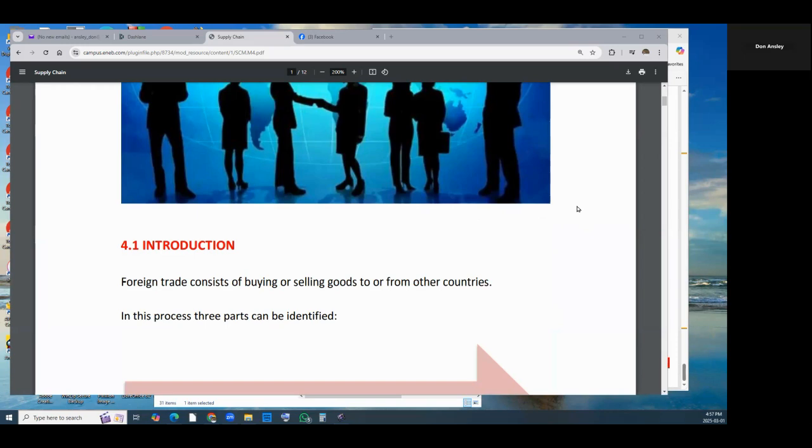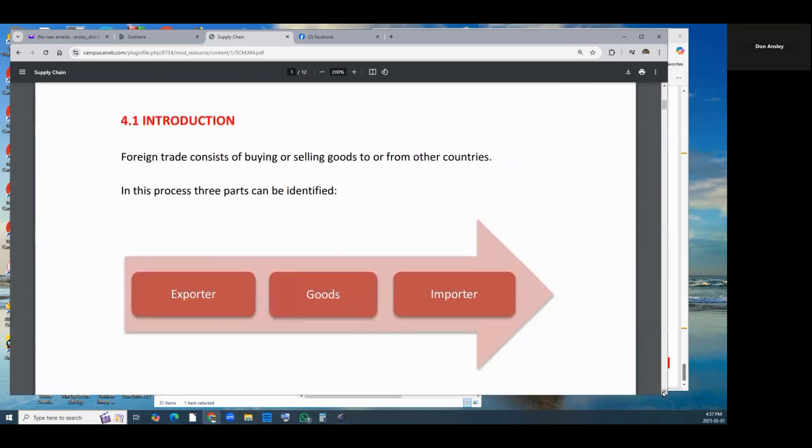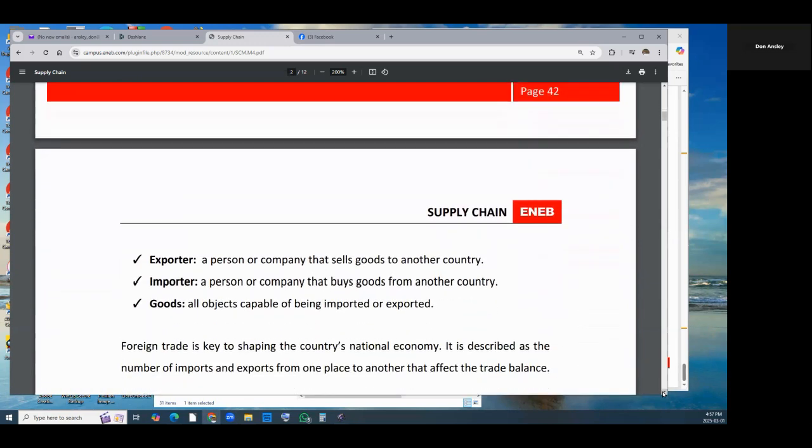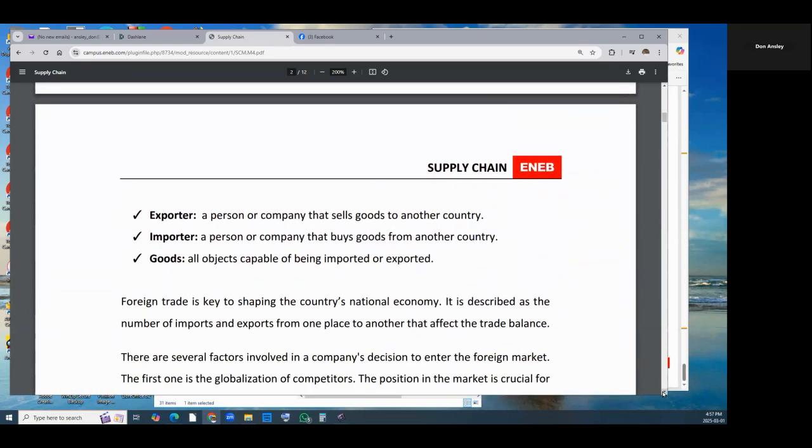Introduction to foreign trade. Foreign trade consists of buying and selling goods to or from other countries, and in this process, three parts can be identified: exporter, goods, importer. The exporter is the person or company that sells goods to another country, and the importer is the person or company that buys the goods from another country. And the goods are all the objects capable of being imported and exported.